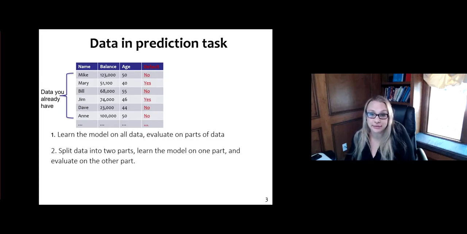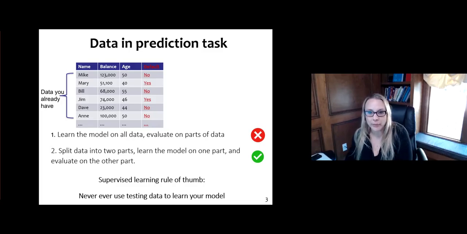So we have some data that we are trying to predict an outcome, and in this case we're looking at default. And we use data to learn a model, and so here is our question. We have two options. Do we, one, learn the model on all of the data and evaluate it on parts of the data, or do we split this data set into two parts, and learn a model on one part and evaluate the model on the other part?